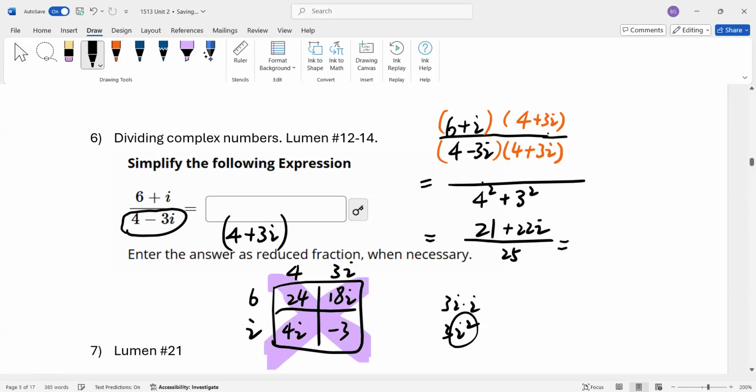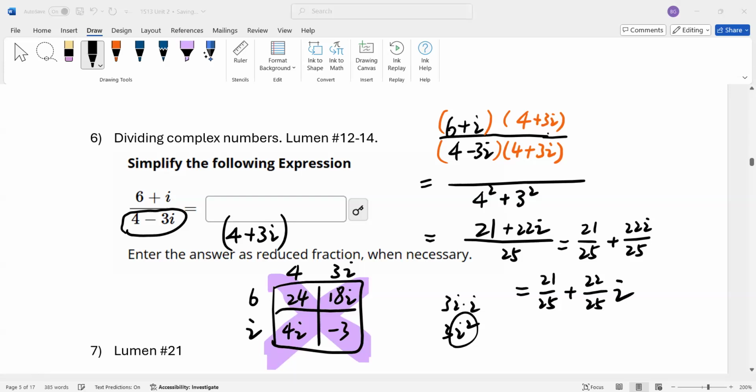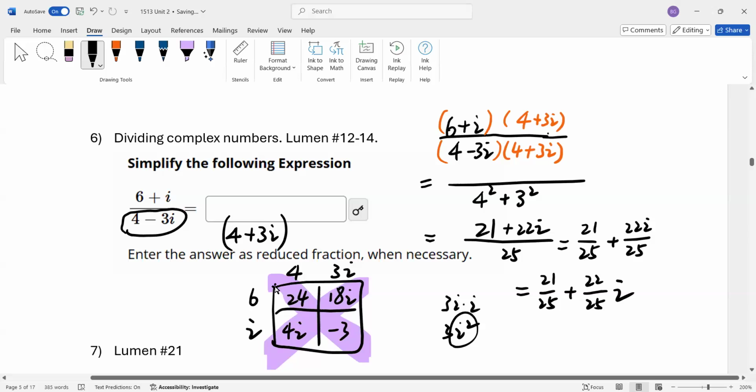And now we're going to split. The top has two terms, the bottom has one term. We use the first term on the top over the bottom, plus the second term on the top over the bottom. And that gives us 21 over 25 plus 22 over 25 i. Any questions? I was a little bit too fast. We will continue on Tuesday. We'll practice more about division of complex numbers.